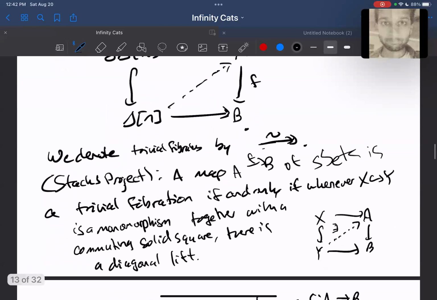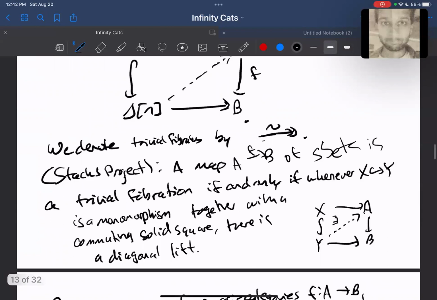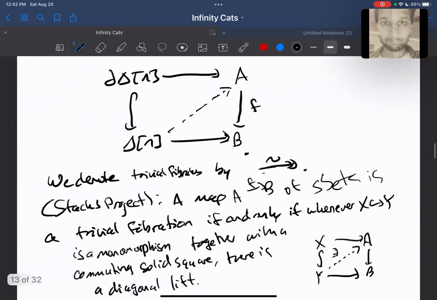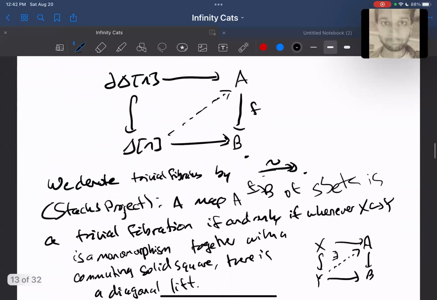Now, if you look at the Stacks project, chapter 14, there's going to be a proof that a map F from A to B of simplicial sets is a trivial fibration if and only if, whenever you have a monomorphism X to Y, there's going to be a lift like this, such that the other diagram commutes. So it's a lifting property against all monomorphisms. You basically prove this by Zorn's lemma and using this boundary to keep going up in order to get a maximal map to get a lift.